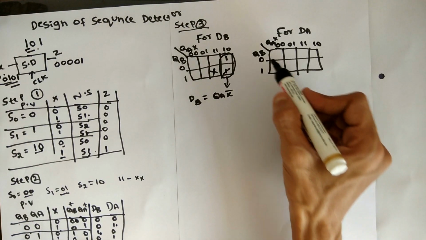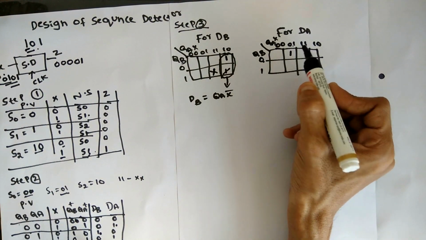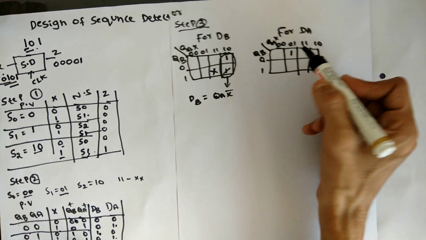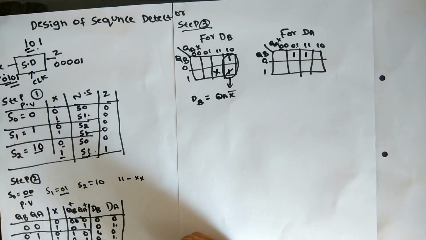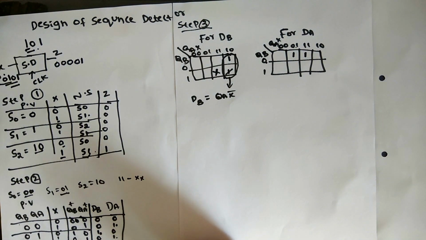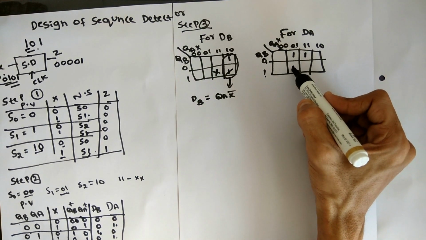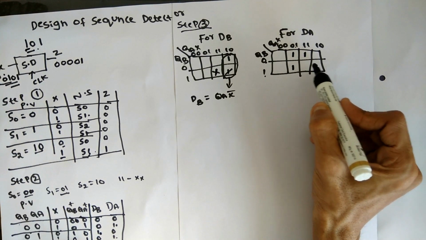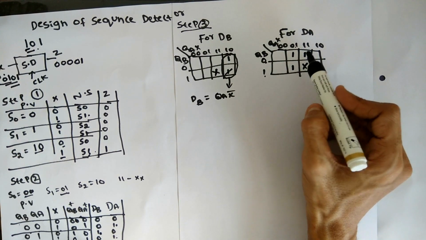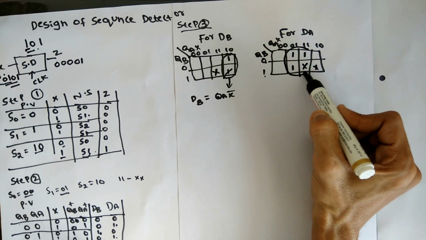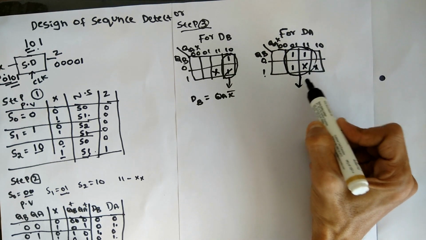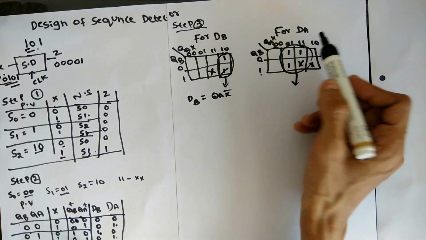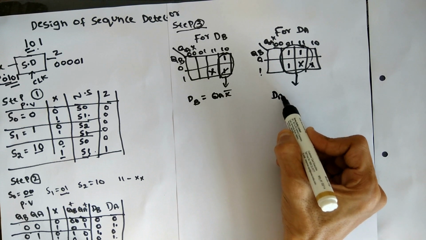1. So 0 0 1 is high. Then it is high in 0 1 1, so this is the high condition. Then it is high at 1 0 1, and 1 1 0 and 1 1 1 are don't care. We can do the grouping of these 4 together, and from this grouping we can say that QB cancels out, and here in 0 1, QA cancels out, so DA is equal to X.